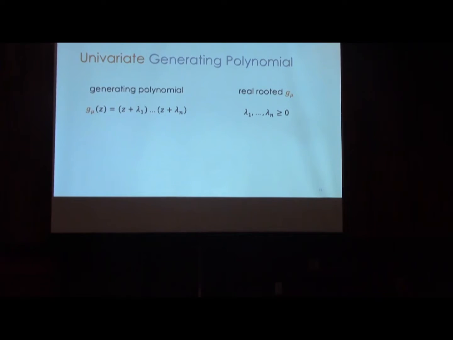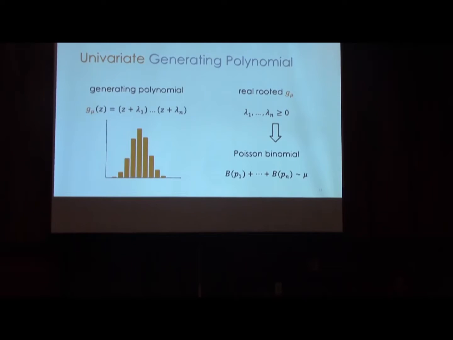That's not true if some of the lambda i's are complex. This is only true if all of the lambda i's are guaranteed to be real. Positivity of coefficients is equivalent to the positivity or the negativity of the roots. So if I require my generating polynomial to be real rooted, I can factorize my polynomial in this way and make sure that the lambda i's are positive. And then from this, you conclude that the measure that you were dealing with had to be a Poisson binomial.